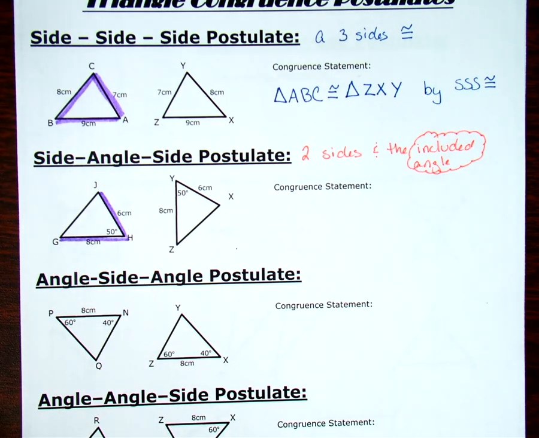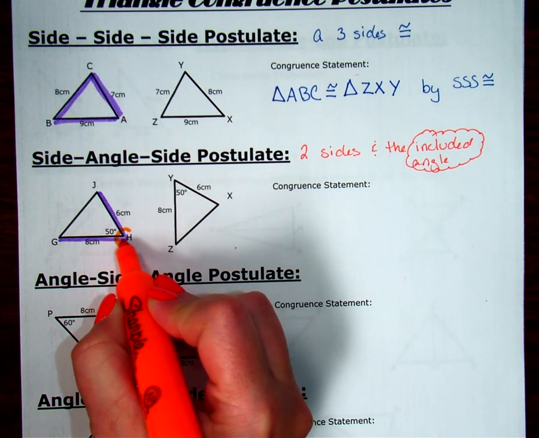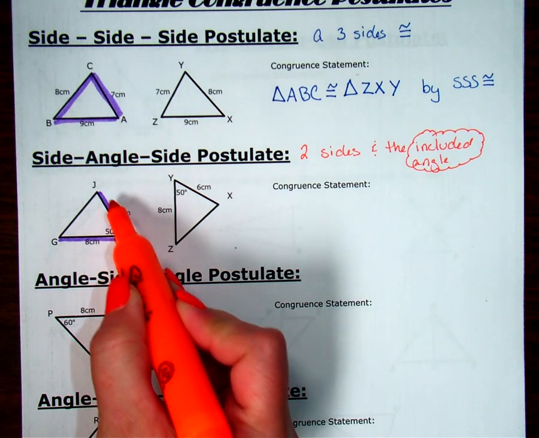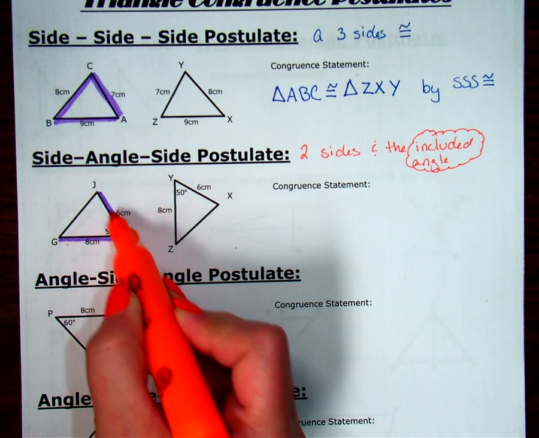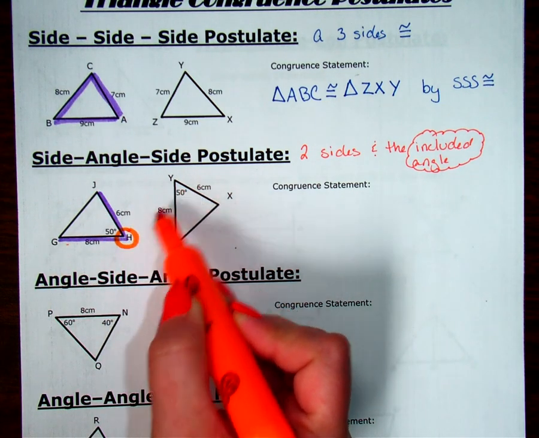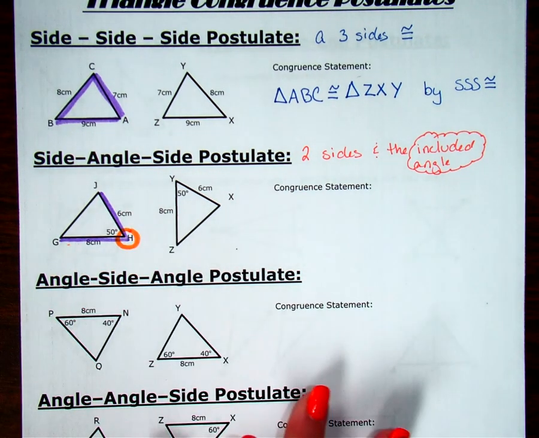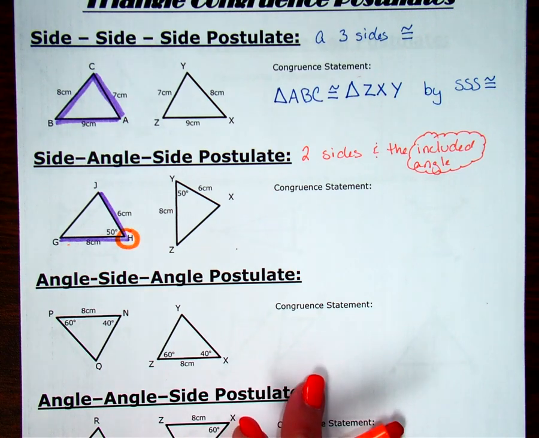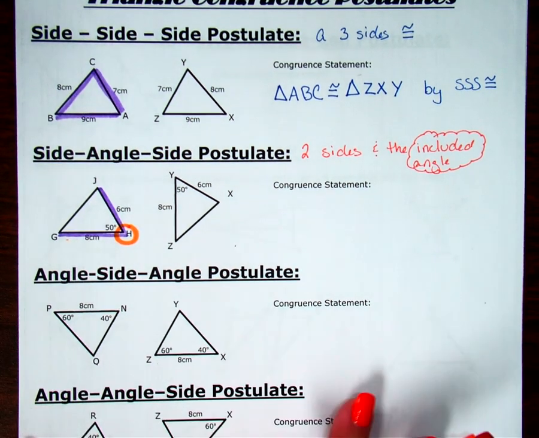Okay? Included means in between or inside, right? So it's included in both segments. Look at this 50. This 50 is the end of each segment. So it's touching both of them. It's included in both of the matching segments, the 50. It touches the matching 6 and it touches the matching 8. So it's included on both of those segments. Okay? So this is a side, angle, side postulate.